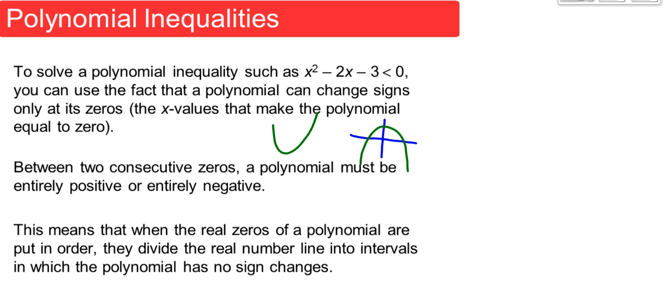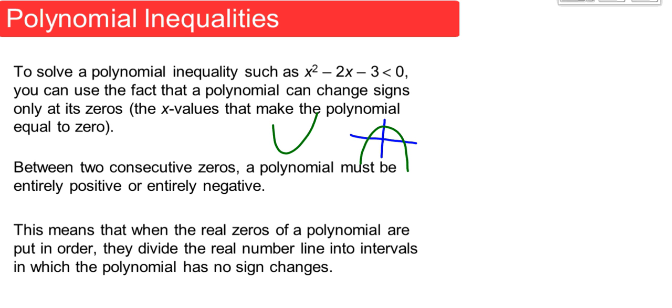We looked in detail at polynomials and finding the zeros. So if we can do all that, then this section will follow pretty easily for us. If we have a polynomial inequality, for example x squared minus 2x minus 3 is less than 0, you can use the fact that a polynomial can change its sign only at its zeros, the x values that make the polynomial equal to 0.